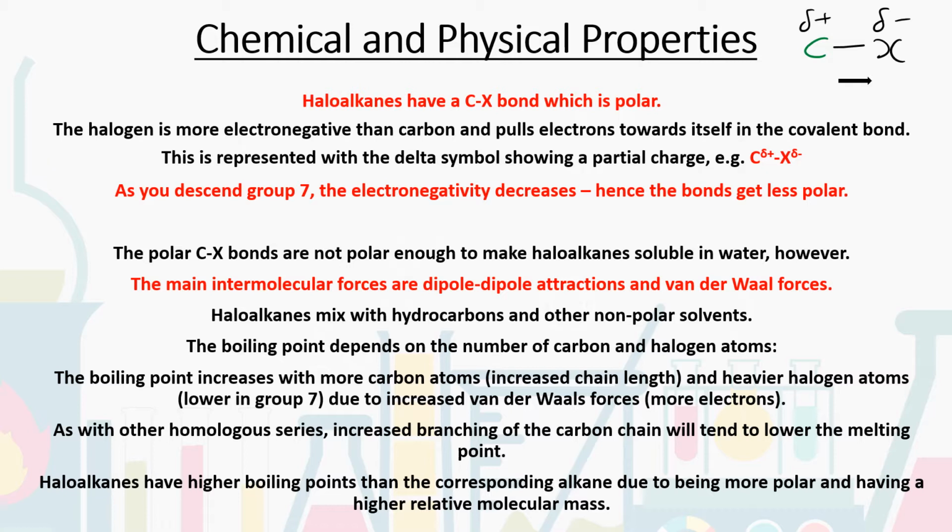Now, as you descend group 7, the electronegativity decreases. Remember that fluorine is our most electronegative atom, and as we go down from chlorine to bromine to iodine, this electronegativity decreases. Remember, electronegativity is to do with how well we can pull the electron density towards us. As we descend the group, these electrons go into further and further outer shells. They get further and further away. They're less close to the nucleus, and therefore, in terms of electrostatic attraction, they're less easily pulled in.